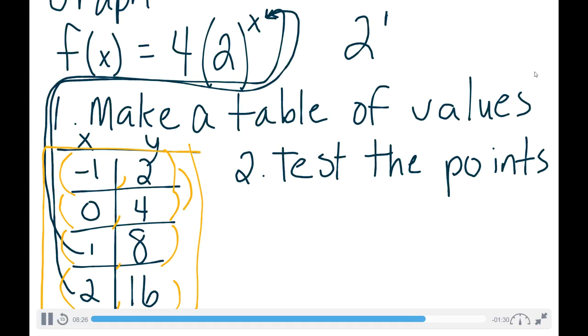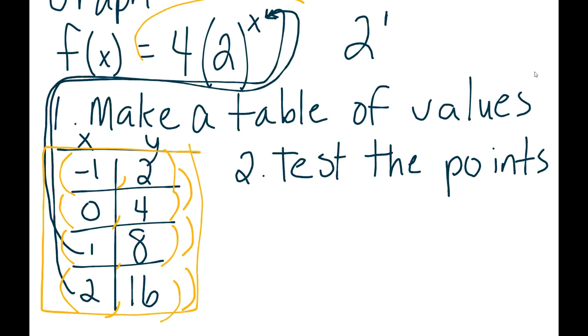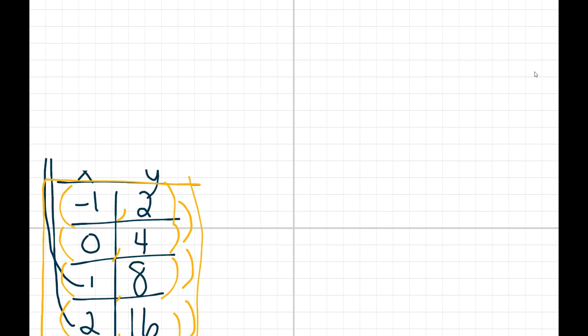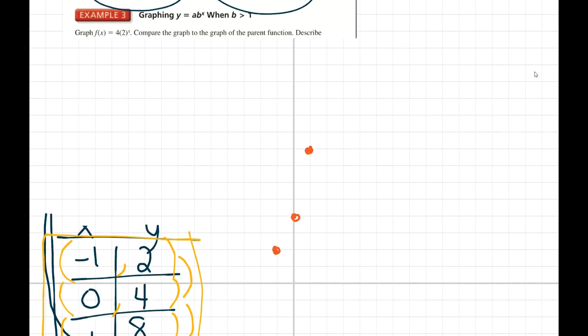From here, I can see this is exponential. Obviously it was exponential because it was in the form, but I can see here that I'm multiplying by 2, by 2, by 2 every time. So let's take a look at what the graph will look like. Okay, so my table of values, my first dot is going to be at -1, 2. So -1, 2, here's my first dot. Then 0, 4, right here. Then 1, 8, and 2, 16. 16 is going to be way up here somewhere.